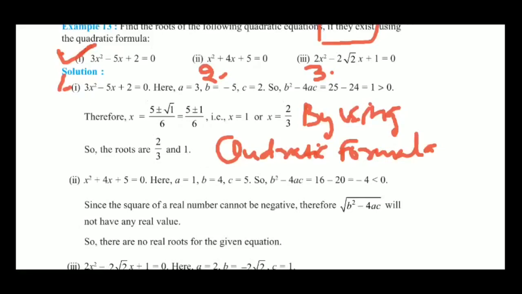That is x equals minus b plus minus under root b square minus 4ac upon 2a, and we substitute the values of a, b and c in this formula. Then we get two values of x, first for the positive sign and second for the negative sign. After putting the values of a, b and c, we get 5 plus minus under root 1 upon 6. For plus, we get x equals 1, and for minus, we get x equals 2 by 3. So the required roots are 2 by 3 and 1.